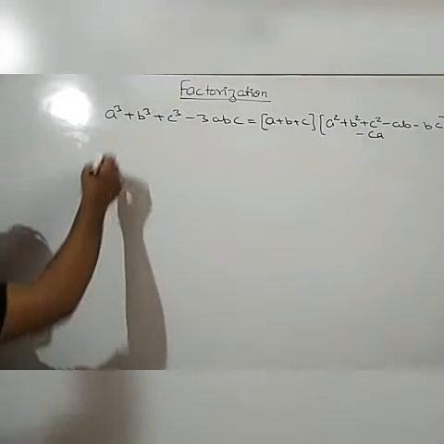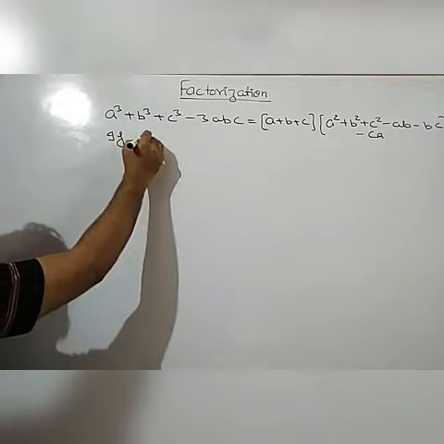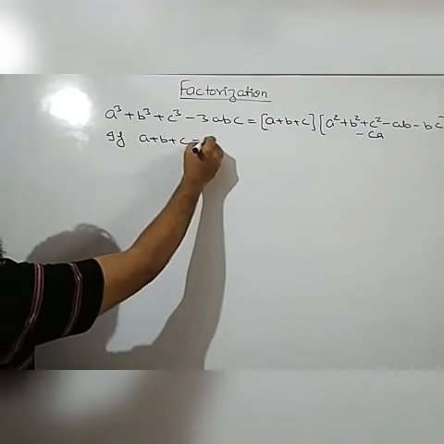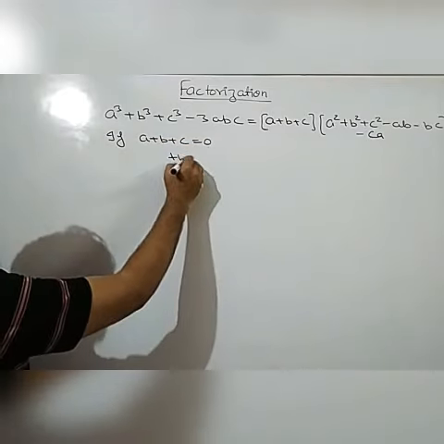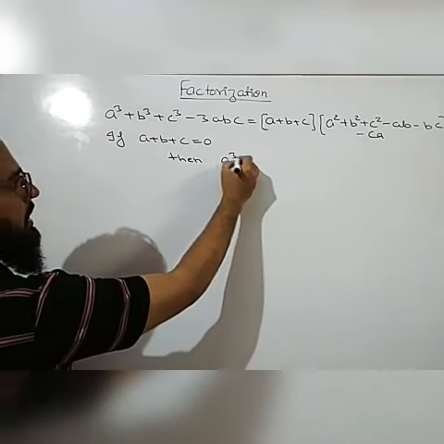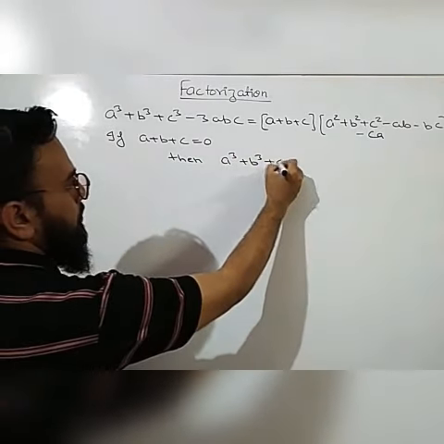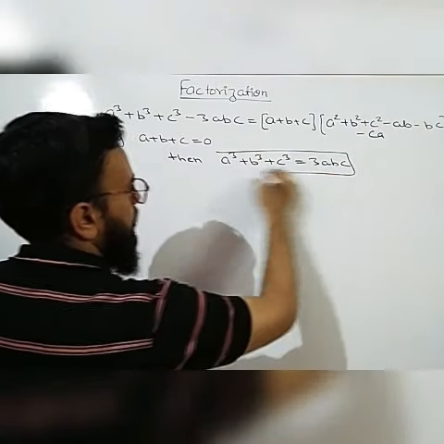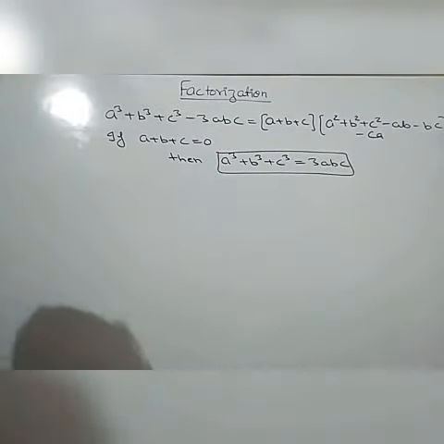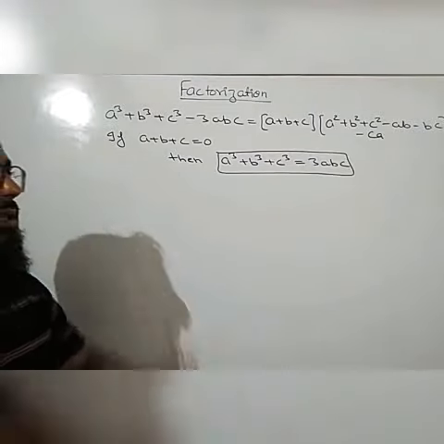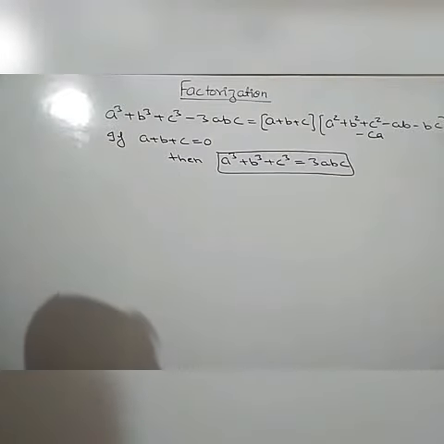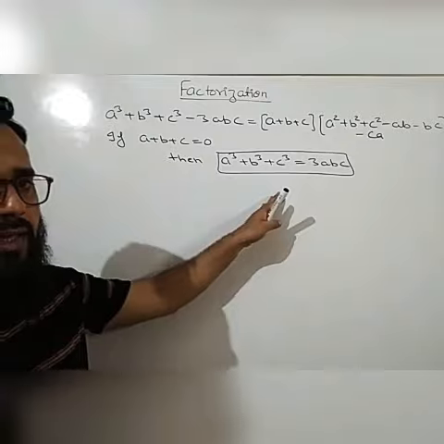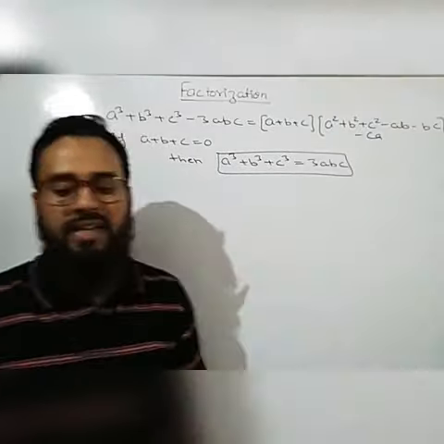And there was one more condition. The condition was: if a plus b plus c is equal to 0, then we can write a cube plus b cube plus c cube is equal to 3abc. This was one more important condition, if the sum of these three terms a plus b plus c is equal to 0. So we have discussed all these things and we have solved some problems based on this identity also.